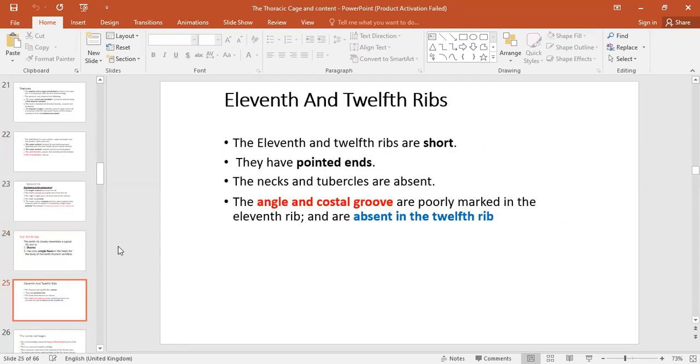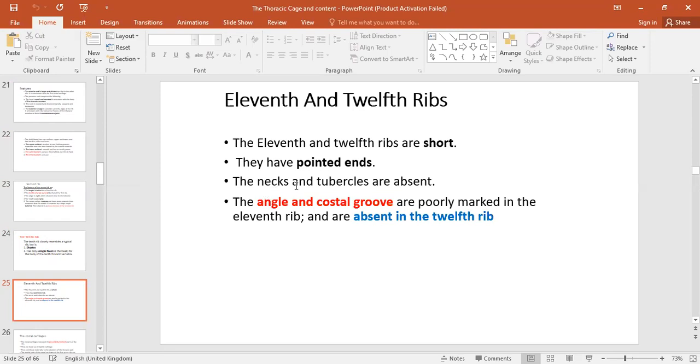What about the 11th rib and 12th rib? So these ribs are quite similar to each other. They are short ribs and they have pointed ends. Remember where I was saying the anterior end is where the costal cartilage is attached. And for typical ribs, we saw that the anterior end was blunt. But on the 11th and 12th rib, we see that the anterior ends are pointed.